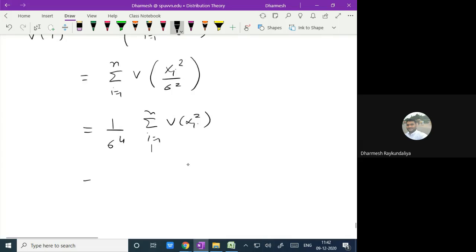And the variance of xi square can be written in this form: it is the expectation of xi raised to 4 minus the expectation of xi square whole power 2.